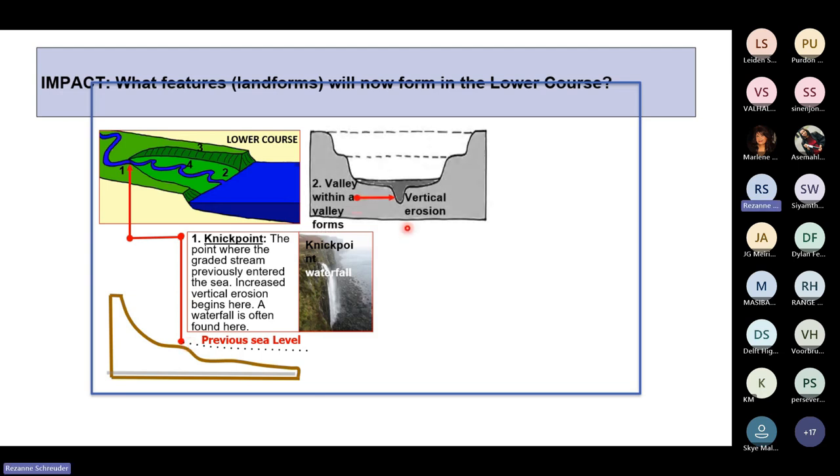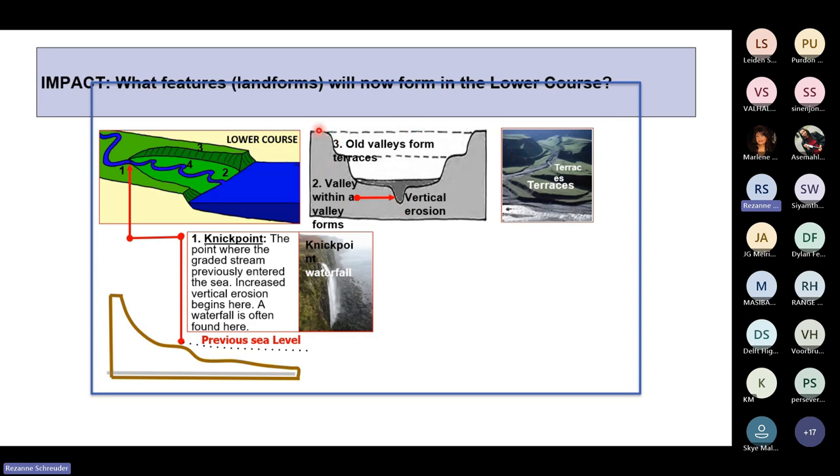Right, a valley within a valley will form. So remember, the river would flow, millions of years will go past, and then you will have your valley within a valley. So what happens over here is your vertical erosion deepens the river channel. Remember that the river flows faster, it's more energized, it's got a higher velocity, more erosive properties, and then you will get your valley within a valley. So then the old valleys will form these step-like landforms that we refer to as terraces.